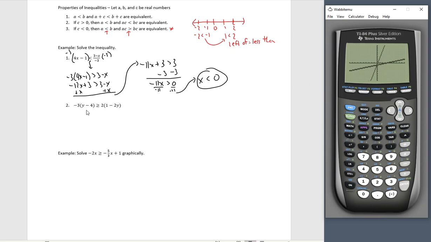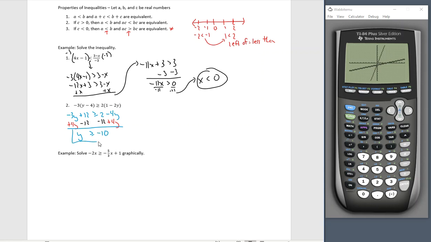All right, on this inequality, let me change colors just so it sets apart a little bit. We have negative 3y plus 12 is greater than or equal to 2 minus 4y. Let's add 4y to both sides. And if I'm adding 4y to the left, let's subtract 12 from both sides, because we want to take it over there. So negative 3y plus 4y is y, greater than or equal to 2 minus 12, which is negative 10.